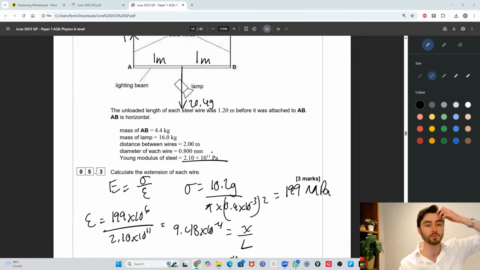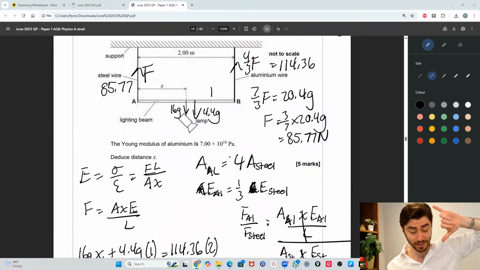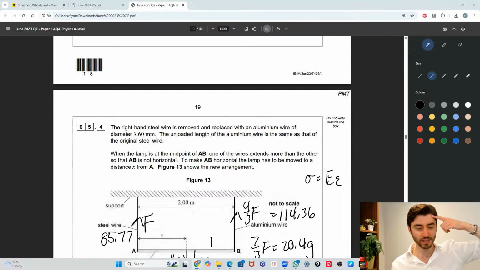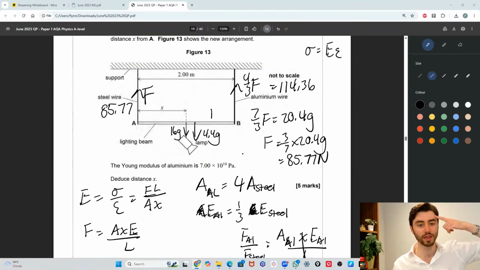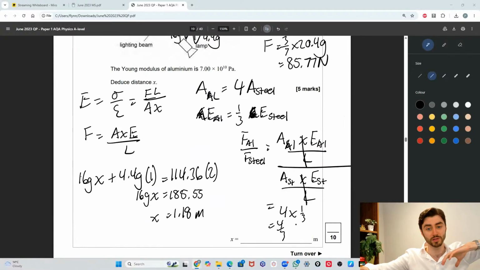So here, what did I spot? I spotted 2.1 times 10 to the 11 and 7 times 10 to the 10. I saw that as being a factor of 3. And I saw this as being double the diameter, which made me think to link these to get that ratio between the forces.